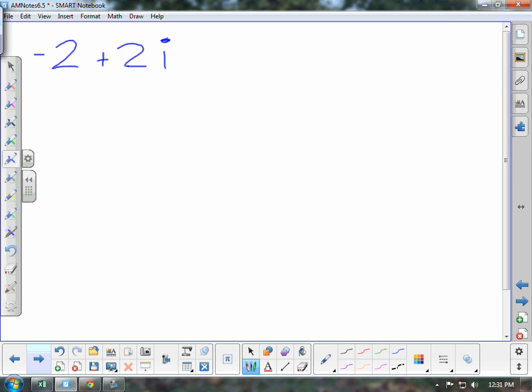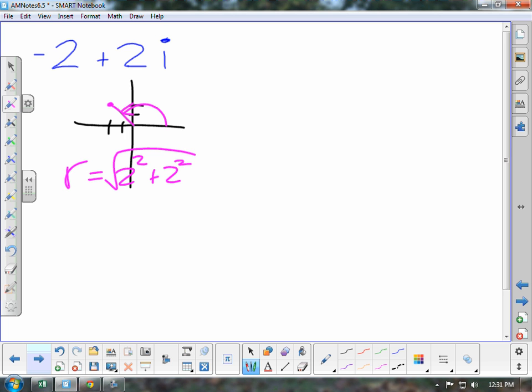So then if we have this example, -2 plus 2i, if we're going to graph that, 2 to the left and 2 up would be right there. So first off, r is going to equal the square root of 2 squared plus 2 squared, so the square root of 8.